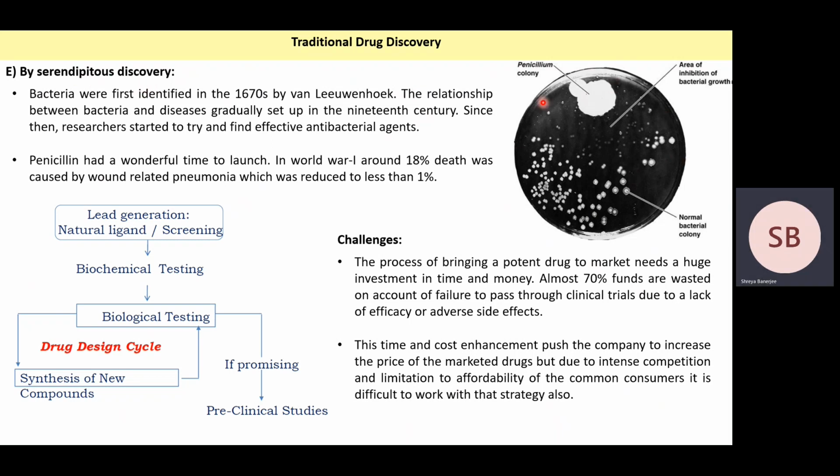So basically, a bacterial colony was being grown, and it had got contaminated with some penicillin. It was observed that wherever the penicillium was growing, the bacterial growth was inhibited. And wherever there was no penicillin, the bacteria were growing normally. So this was how the world's first antibiotic was discovered, by sheer luck.